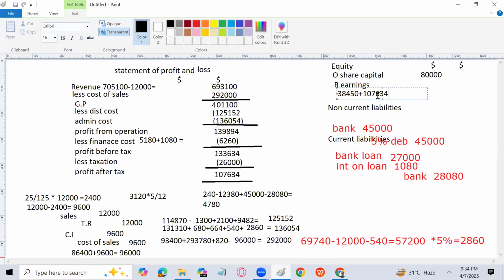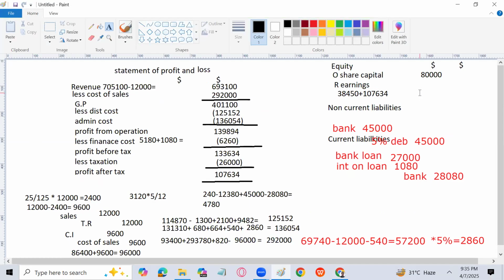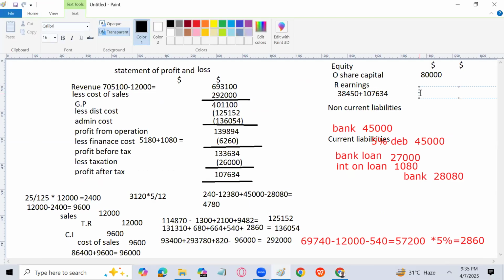So let's go for the total of this. 38450 plus 107,634 is 146,084. I will add this up. Plus 80,000 means 226,084. So this is the answer for the total equity.